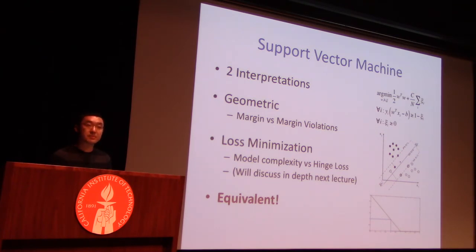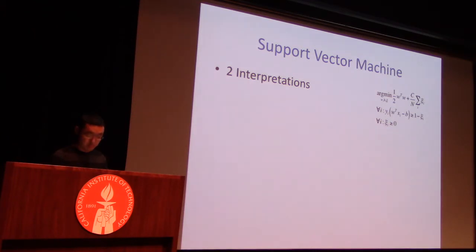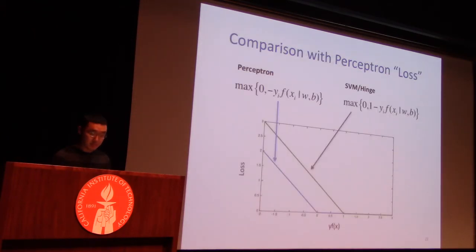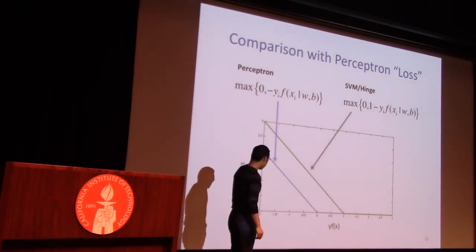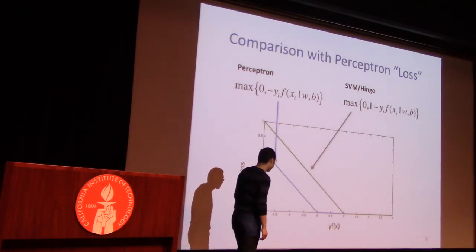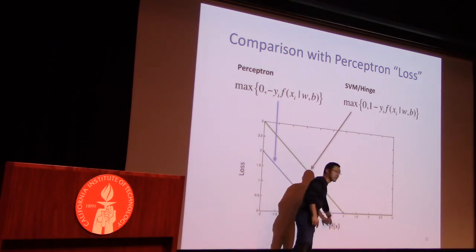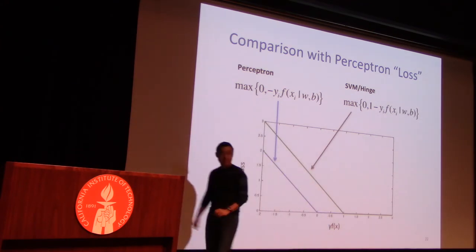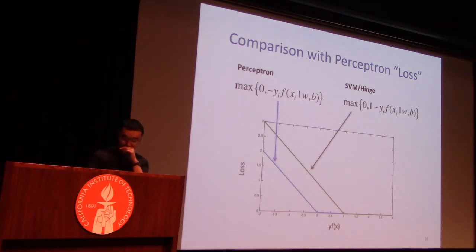Yes? Can you go back one slide? In the comparison to the perceptron, the x label was y times f of x, but the slide before this one... Right, I should have been more consistent. The thing is, if y is +1, this doesn't matter. You're right, I should be more consistent.